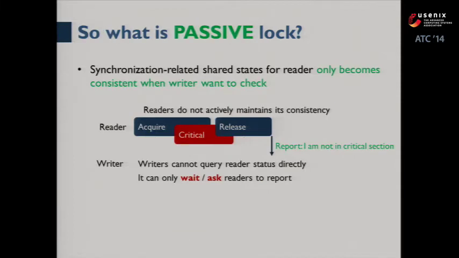So we propose passive locks. Passive locks mean that synchronization-related shared states for readers only become consistent when the writer wants to check. In the common case, the execution of the query, critical section and release could be overlapped or reordered, so to say. As a result, writers cannot query reader states directly, but can only wait and ask the readers to report.